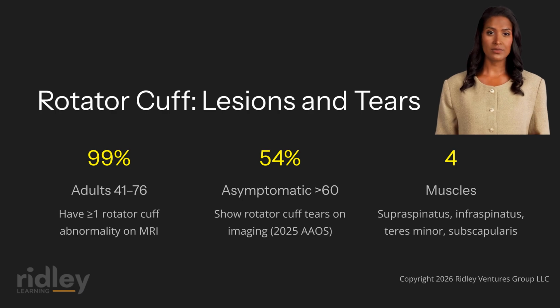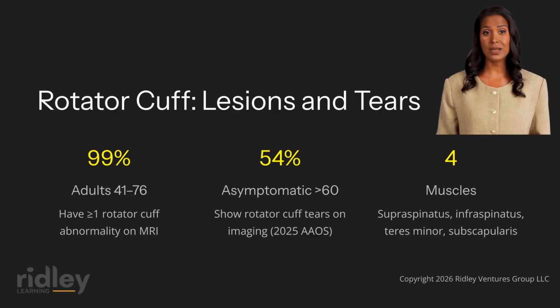Welcome to rotator cuff lesions and tears. Rotator cuff pathology is one of the most common musculoskeletal conditions we encounter in clinical practice. It affects millions of adults worldwide and places a real burden on healthcare systems, workplaces, and individual quality of life.